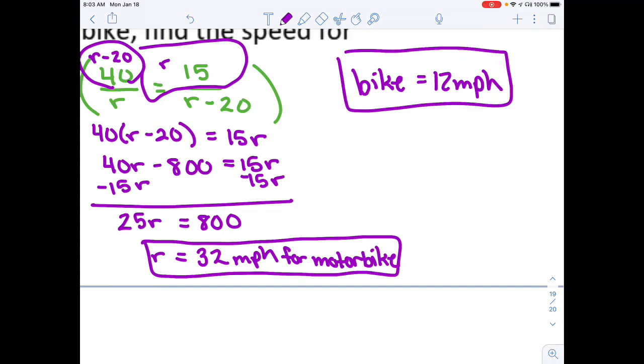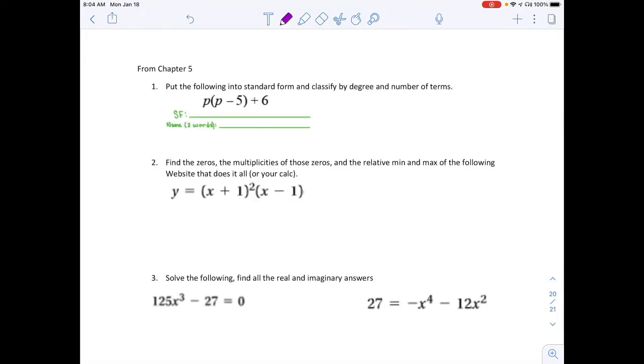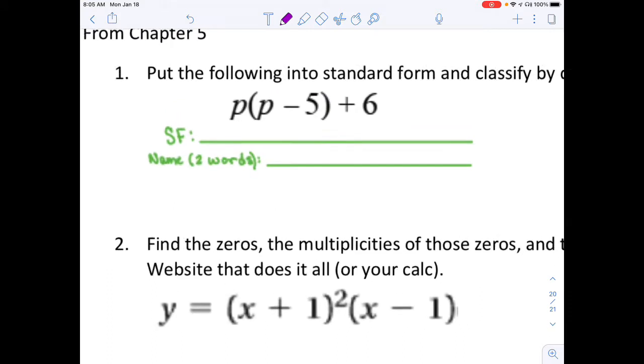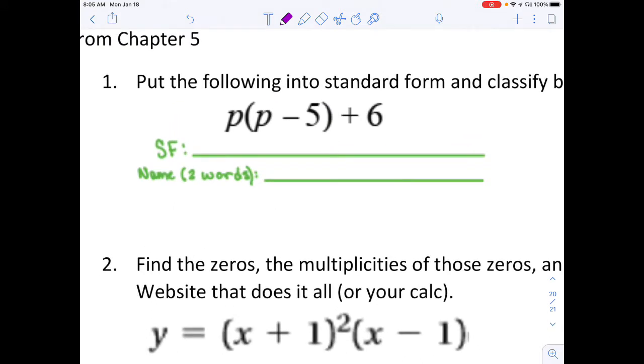And that finishes up chapter 8. So moving into chapter 5, which was on polynomials. We didn't get all the way through, but that's okay. It says put the following into standard form, classify it by degree and number of terms. So to put it into standard form, we would have to distribute and combine. Once we distribute, we get p squared minus 5p plus 6. Nothing gets put together, so that is in standard form.